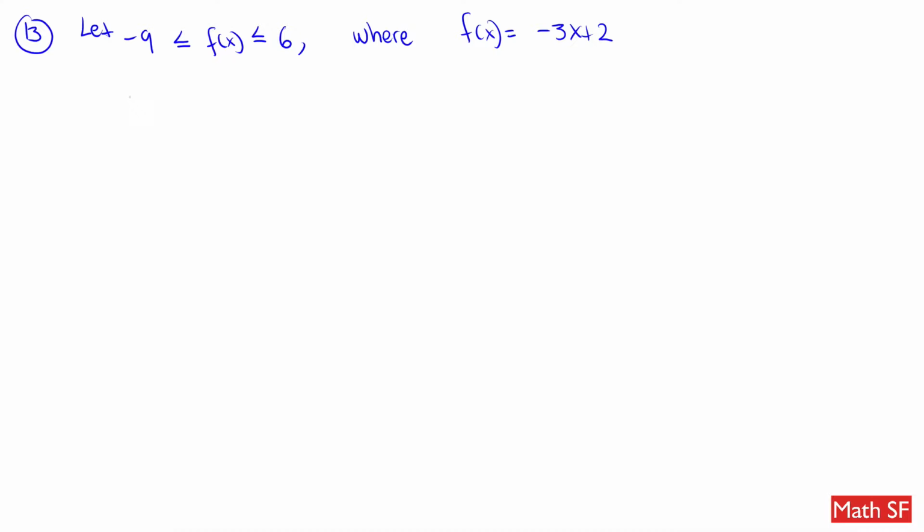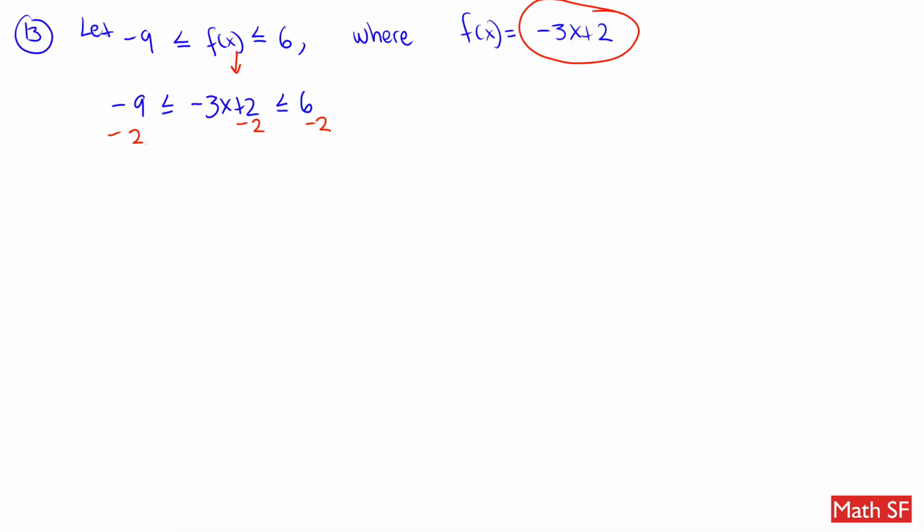So what we're going to do here, well, I know that f of x is all of these. So I'm just going to replace this guy in the middle here. Negative 9 less or equal to negative 3x plus 2, less or equal to 6. Now let's solve for x. So let's leave the middle just with a single x. So I need to get rid of that positive 2. So minus 2, minus 2.